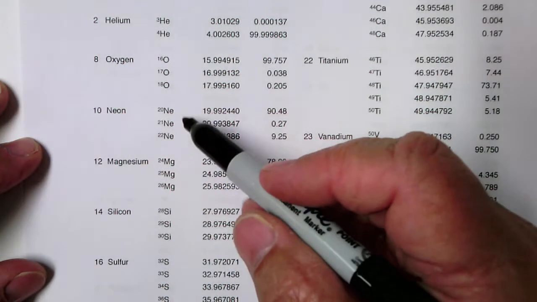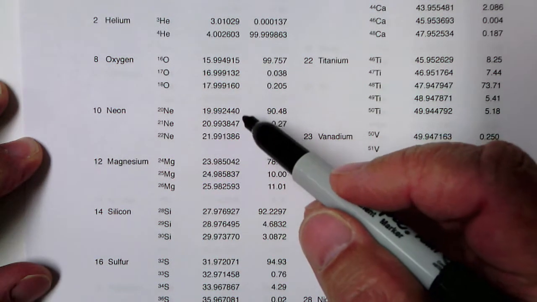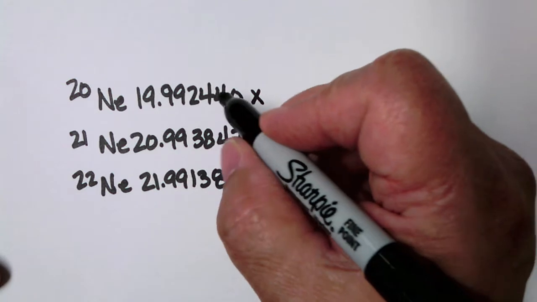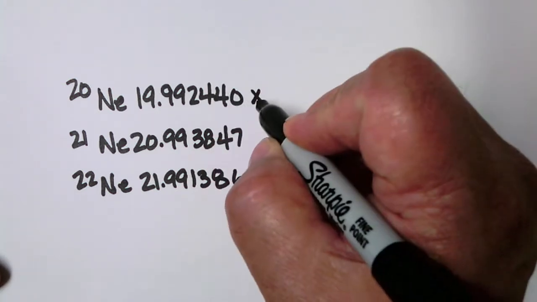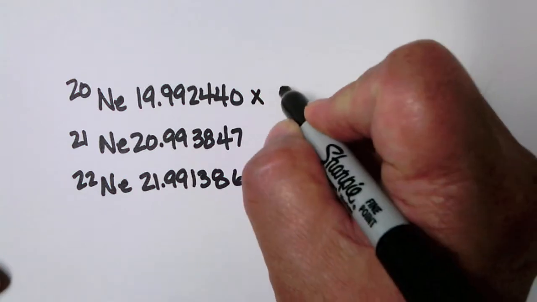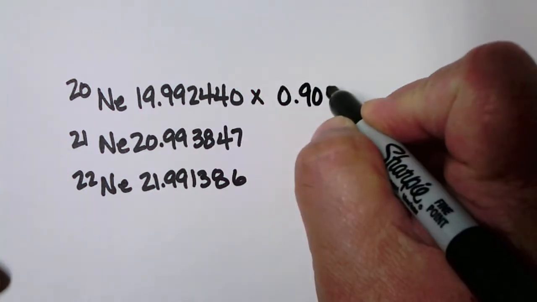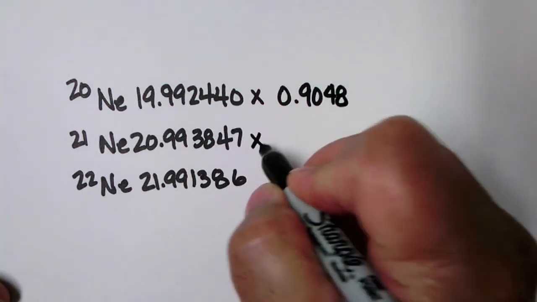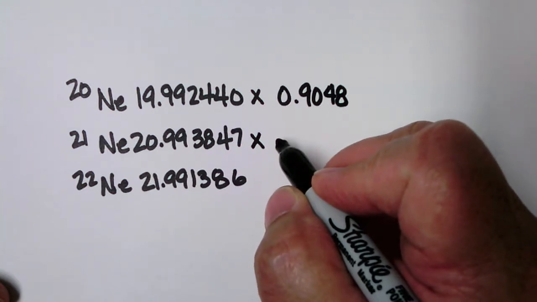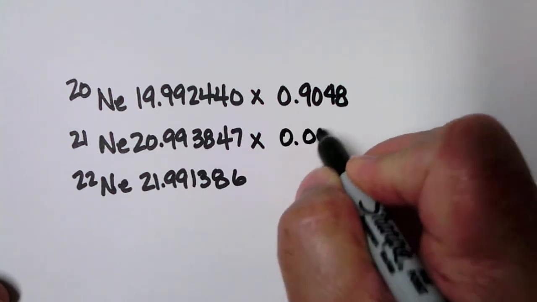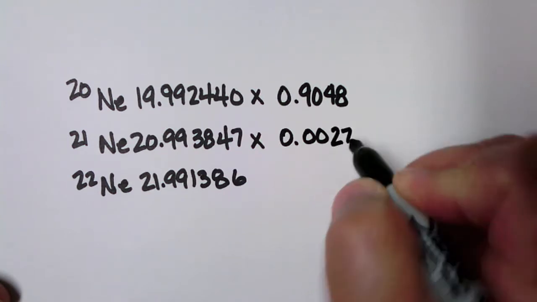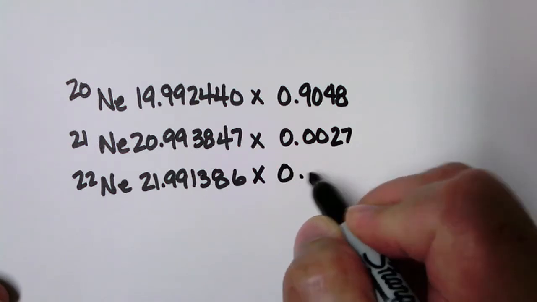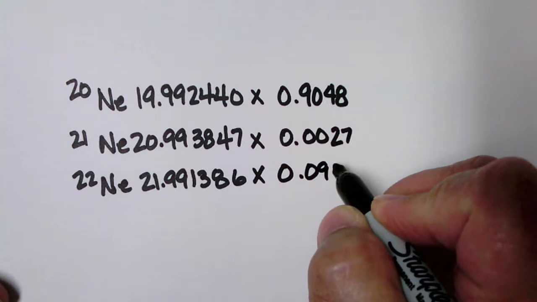So let's consider neon. It has 3 isotopes. We have their masses and their relative abundance. So if we take their isotopic mass and multiply it by their relative abundance, 0.9048. I've changed it from percentages into a decimal form. And then for neon 21, it's going to be 0.0027. And then for neon 22, it's going to be 0.0925.